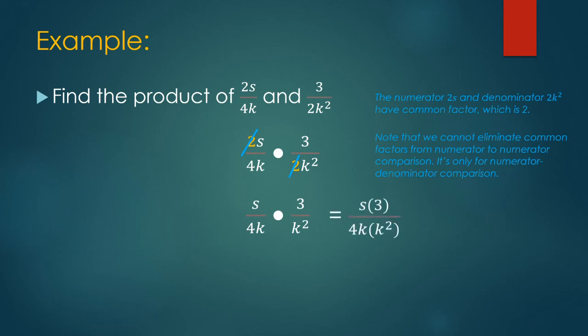We multiply numerator by numerator. We multiply denominator by denominator. So, that's the final answer.